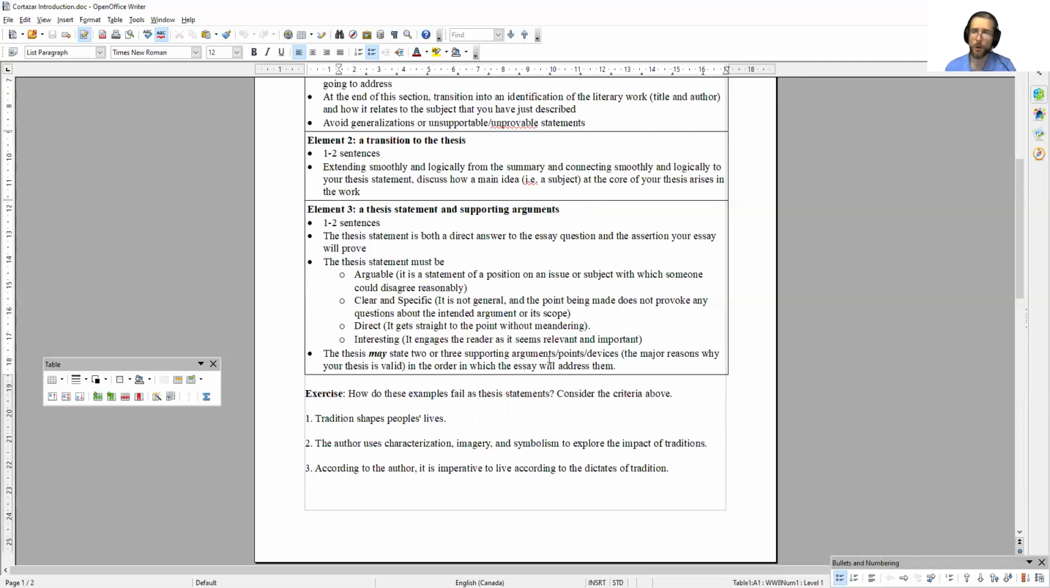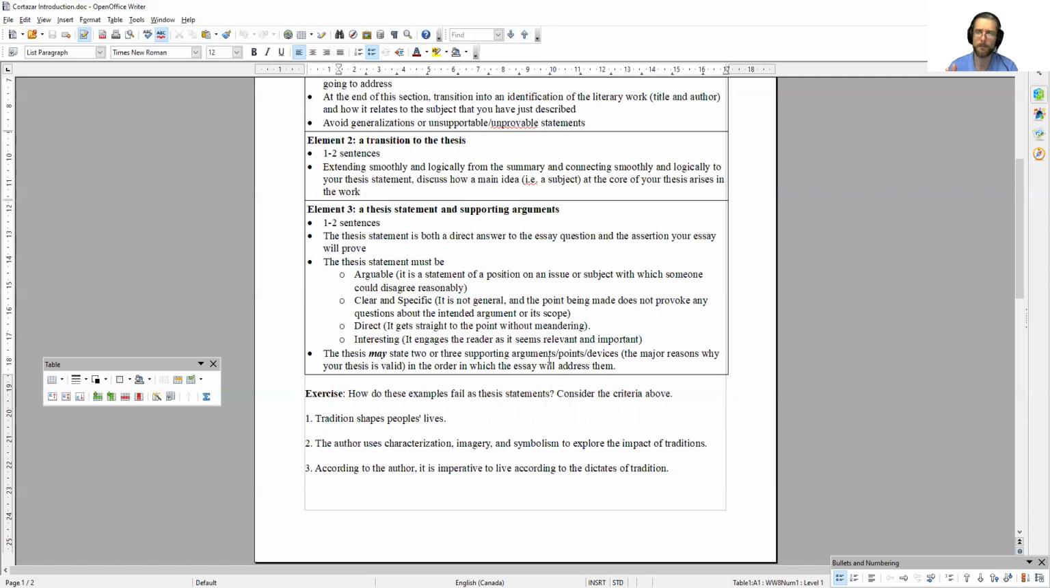Okay, so tradition shapes people's lives. First of all, one thing that you probably have noticed is that it doesn't include the author's name or the title of the story, which usually should be included in a thesis. It's not always strictly necessary, but it's a good rule of thumb to follow. Tradition shapes people's lives. Well, it's clear in the sense that I know what you're saying, but it's not specific. How does it shape people's lives? And if you're just saying, well, tradition shapes people's lives, it's not really arguable. That's inarguably true. It's a statement of fact, not a thesis.